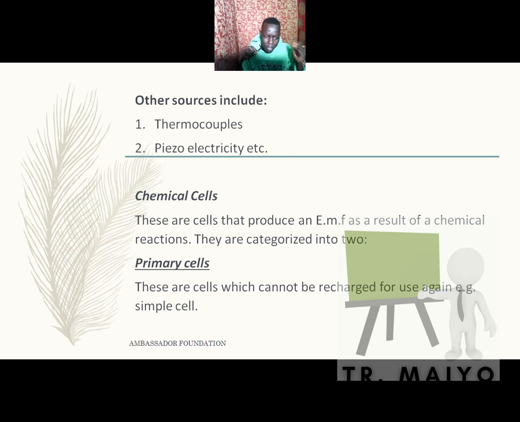So to be specific to you, we are going to see five chemical cells. Three of them are primary and two of them are secondary. So starting with primary cells, there are cells that cannot be recharged for use again. For example, a simple dry cell.